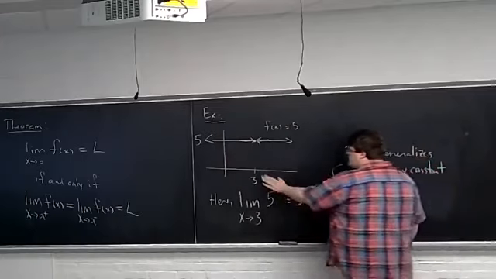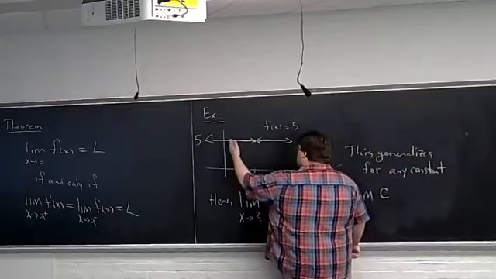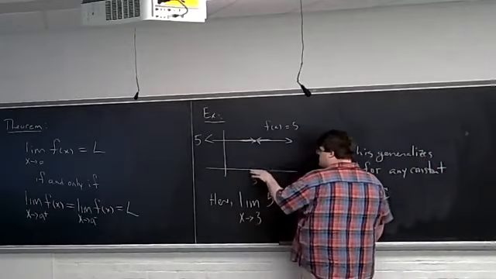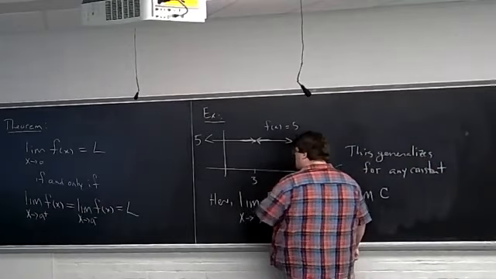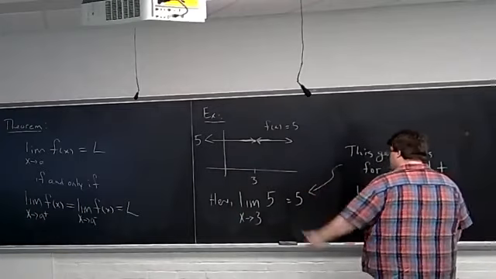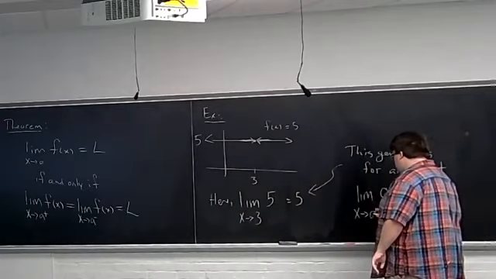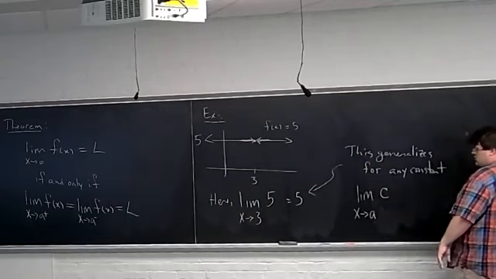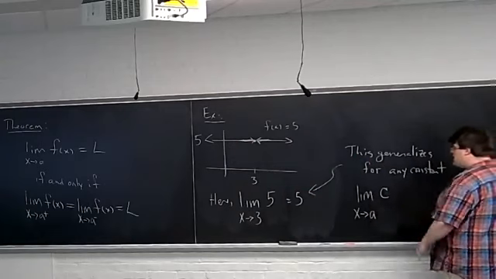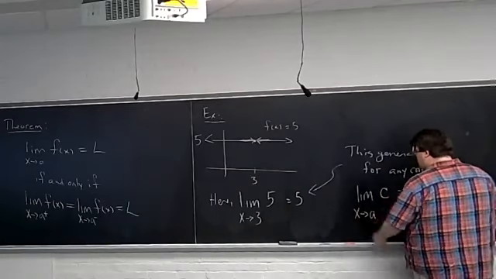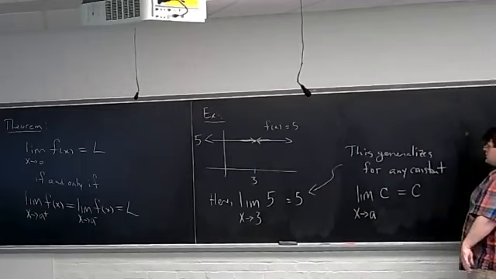But notice if I moved this 3 anywhere, we would have the same left and right side argument. So as x approaches any value in here, the limit would be 5 because of the theorem looking at both sides. Standard letter is A. So the limit as x approaches 3 of a constant is a constant, and the limit as x approaches any number of a constant is a constant.